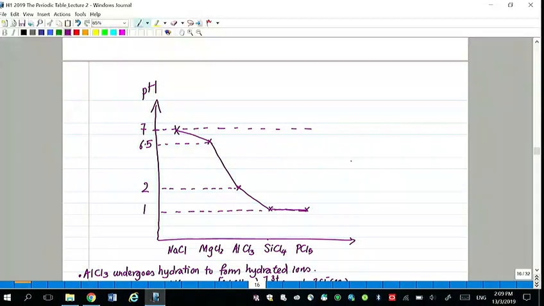So here, this is the general trend. If let's say I ask you, the pH of your period 3 chlorides dissolved in aqueous solution are all less than or equal to 7. Is it true? It's all less than 7, right? So yes, it is true. So you need to be able to explain, in particular, why it is that aluminum chloride has a pH of 2 to 3.